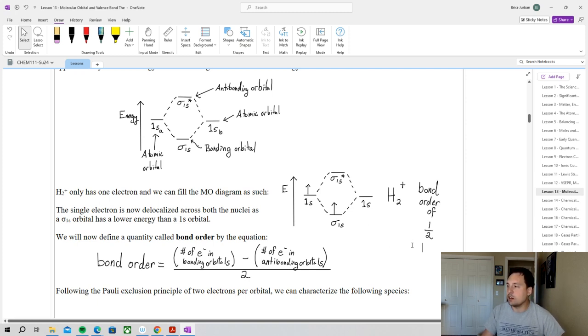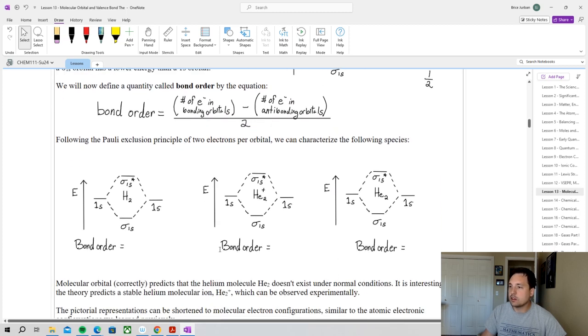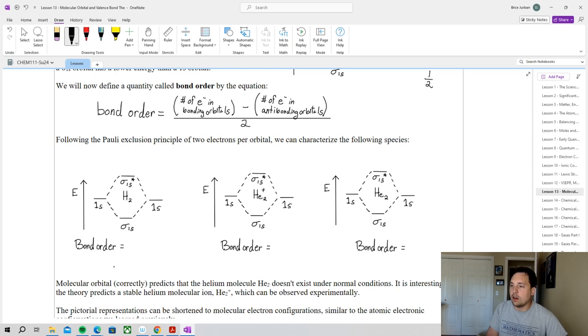And it is stable. We can isolate hydrogen molecular ion when we pass an electric discharge through a sample of hydrogen gas. We will get this stable ion. Let's look at a few other examples from the first row of the periodic table.